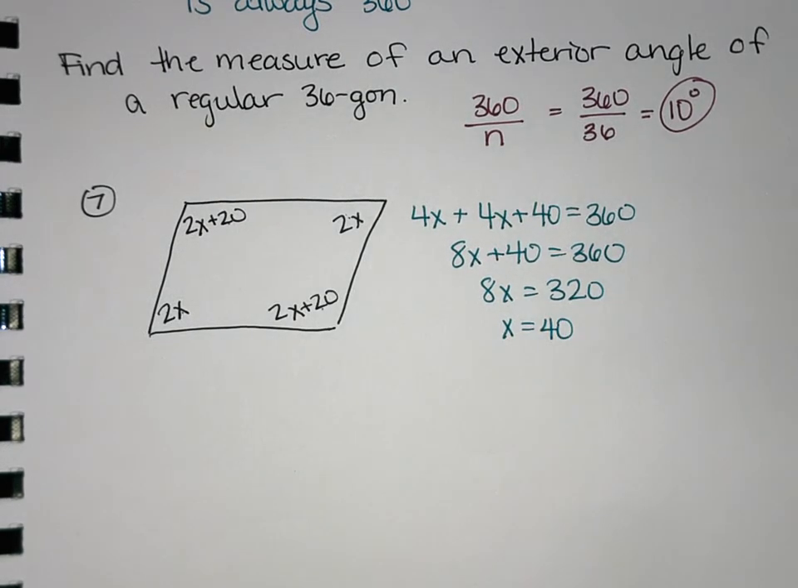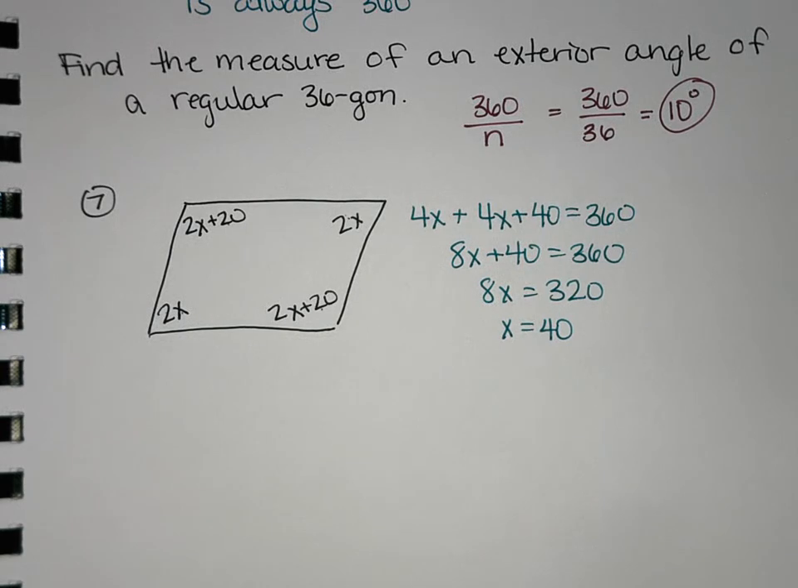So on 7, 8, and 9, along with 13, 14, and 15, you're going to be using the same idea that we did with triangles, but they're not necessarily going to equal 180 anymore. You have to figure out what they're going to equal based on the number of sides in your shape.